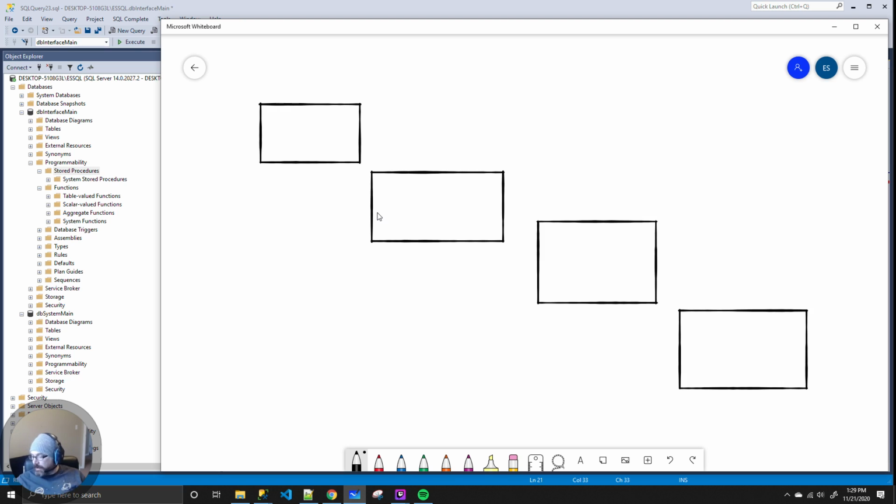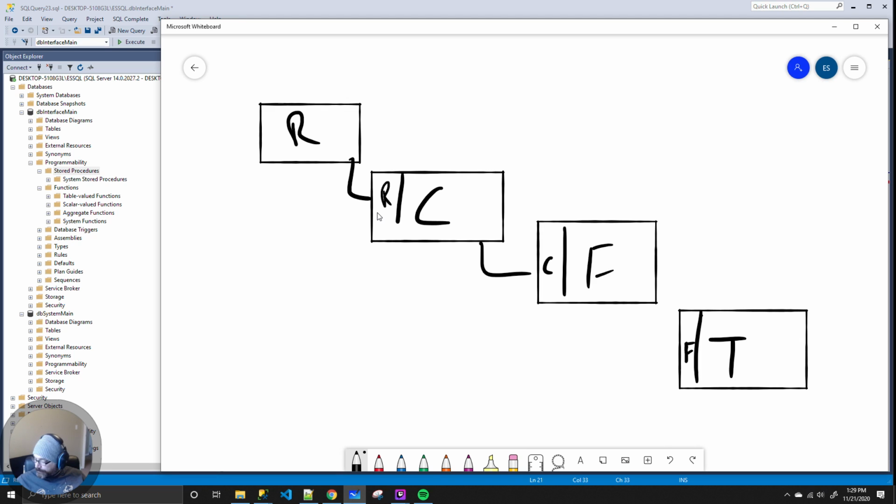There we go. So we have the realm class family type. This has a realm ID. This has a family ID. This has a family ID. This has a class ID. So this is our relationship. These are very generic. These are very specific.